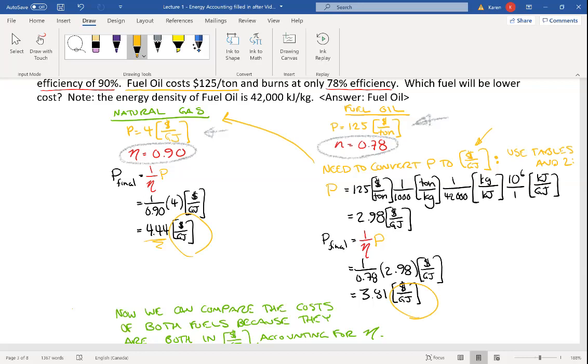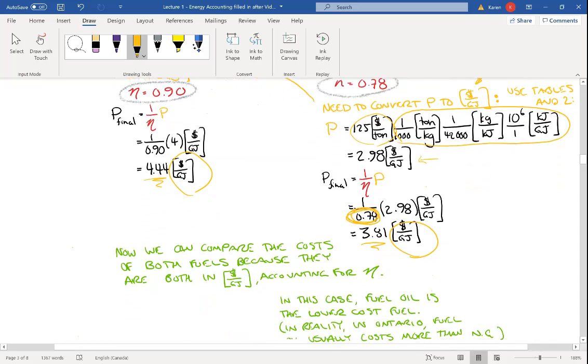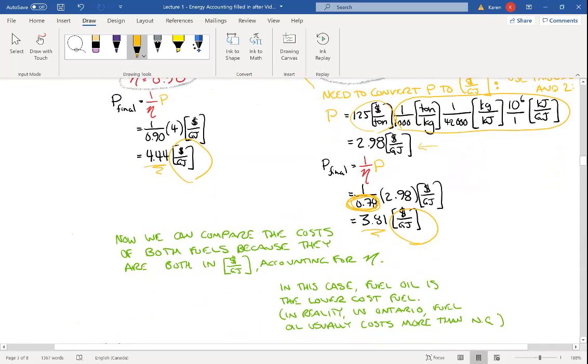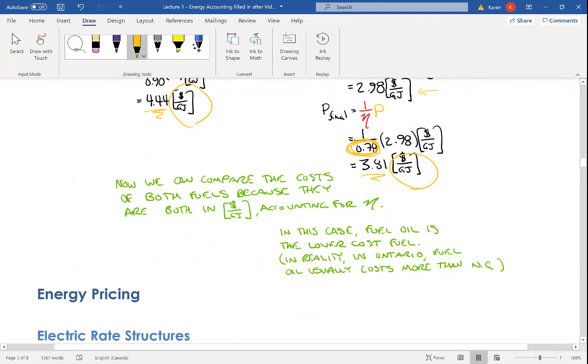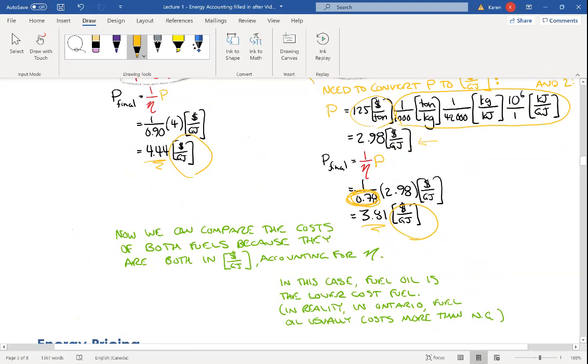Here I need to take my dollars per ton, and then I need to do all of these conversions from tables 1 and 2 in order to get dollars per gigajoule. But fuel oil only burns at 78% efficiency. So then I reduce that further and I have $3.81 per gigajoule. So now, since they're both in the same units, I can compare them. In this case, fuel oil ends up being cheaper. In reality, in Ontario, fuel oil is actually more expensive than burning natural gas, which you probably know from your experience.